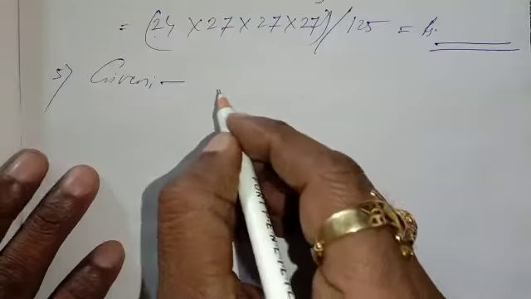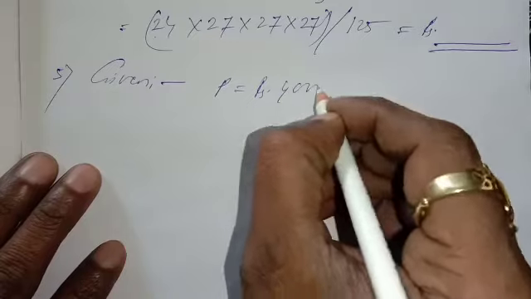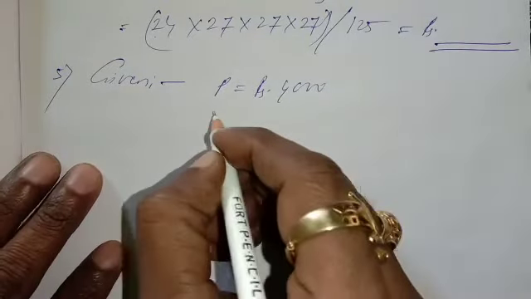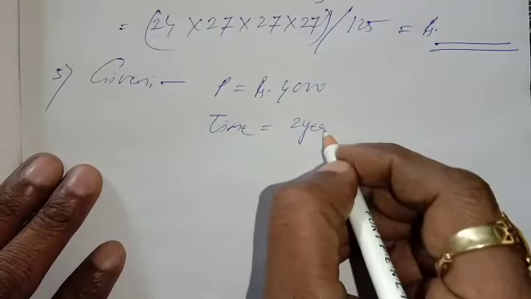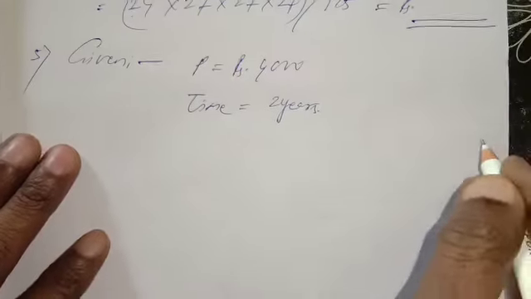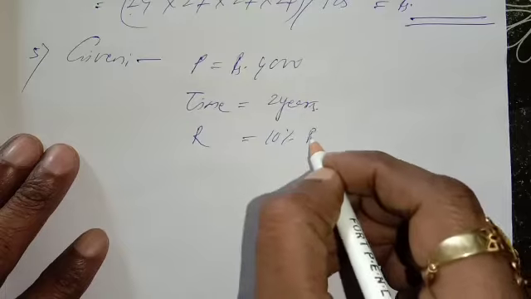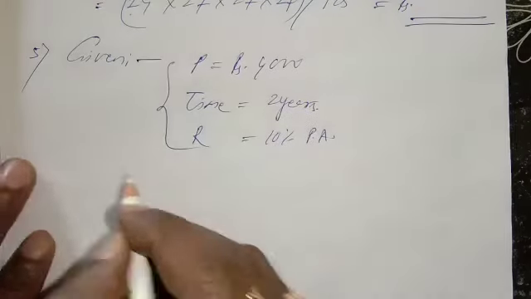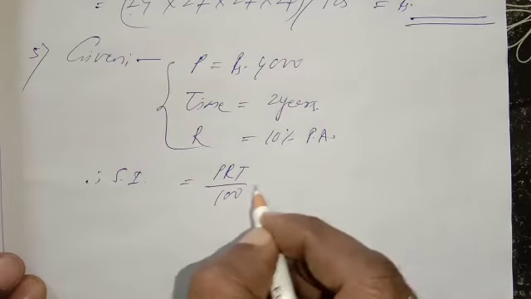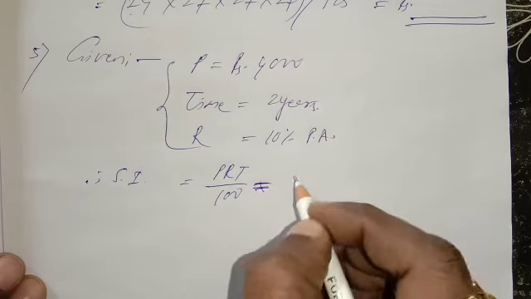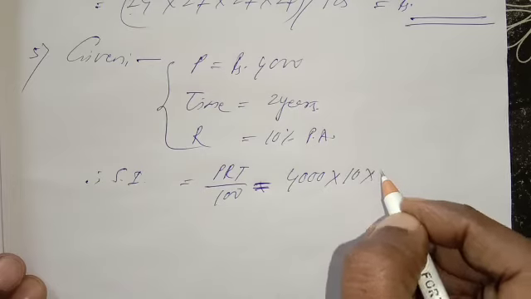Number 5 question, principal given rupees 4,000. Time given how much? 2 years. And rate given 10% per annum. First, find simple interest. Simple interest formula is very easy. PRT by 100. Principal given 4,000, rate given 10%, time given 2 years, by 100.